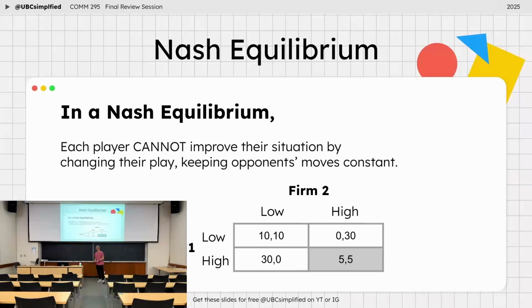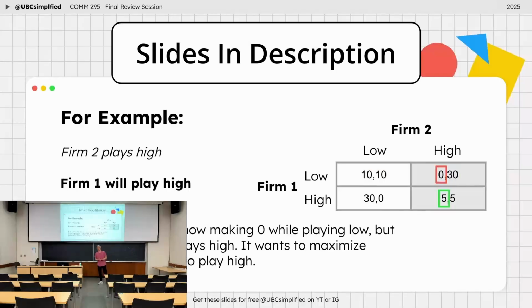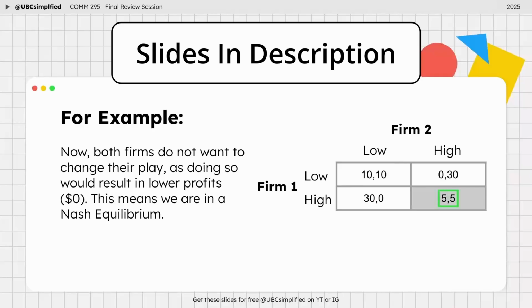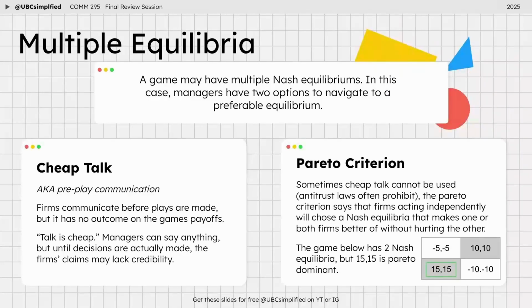It's oftentimes saying, like, if you can't improve your situation based on the choice of the other player. So we go through this example here in the slides if you wanted to look more into it, where they end up in a position where no firm could change one choice to be better off in the scenario that they're in. So you can have multiple equilibria.